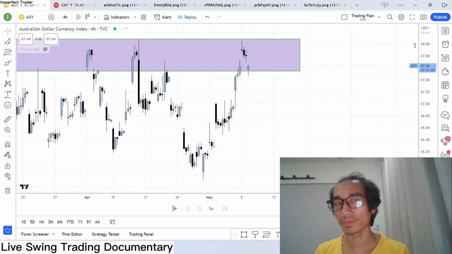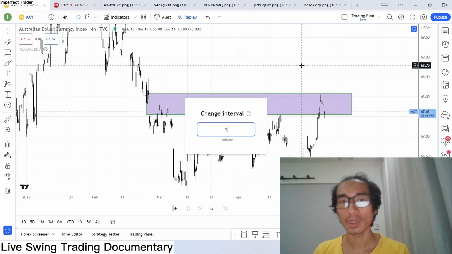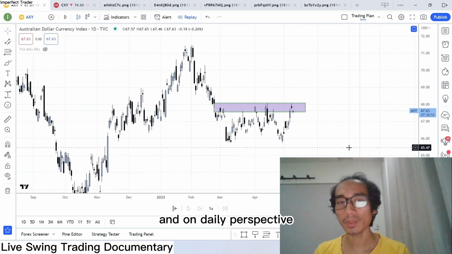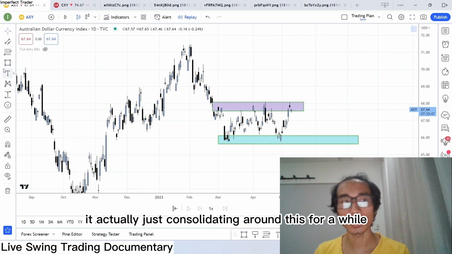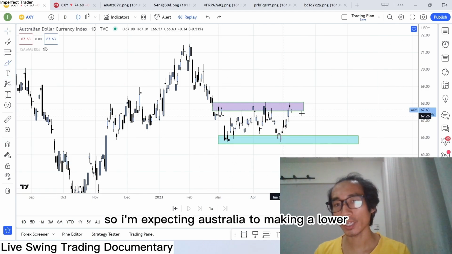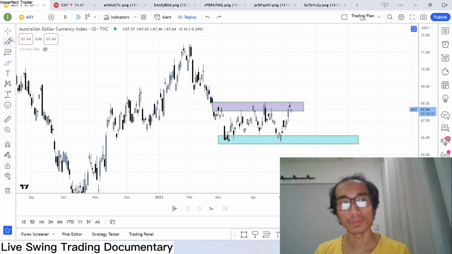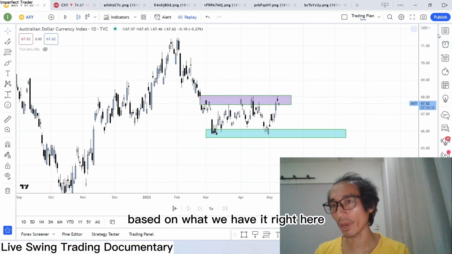On Australia, we're having price consolidating around this key level, and on the daily perspective it's actually the same. There's nothing special about this. It's just consolidating around this for a while. So I'm expecting Australia to make a lower shift to the downside as well, based on what we have right here.